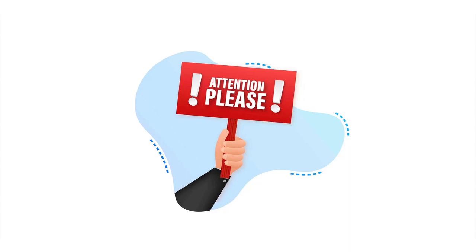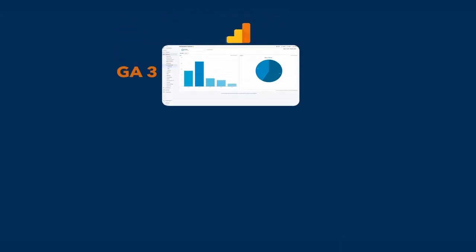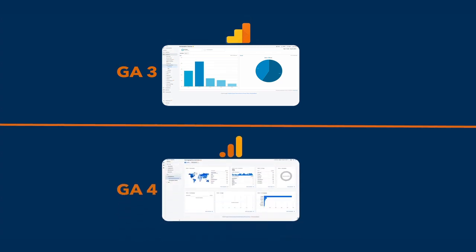Hi and welcome back. Now before we start setting Google Analytics up, it's super important that you know that there are two versions of Google Analytics that work in very different ways. First, we have Google Analytics 3, also known as Universal Analytics. Then we have Google Analytics 4.